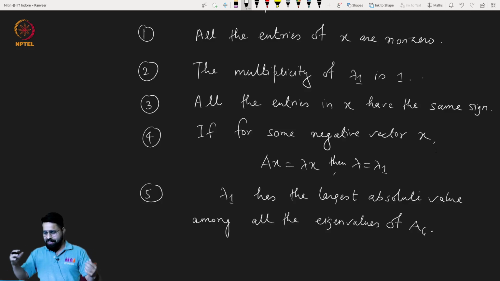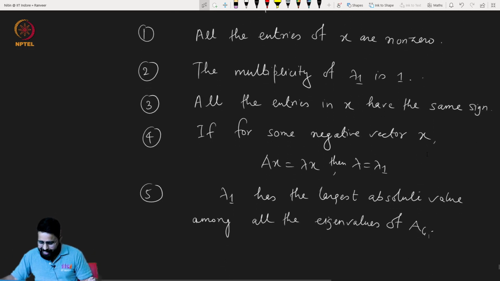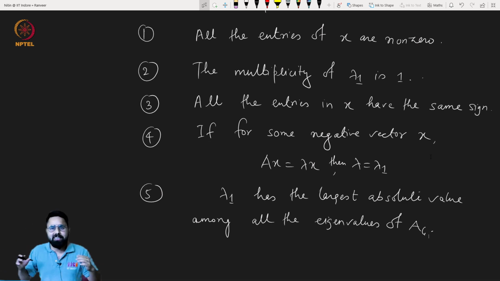Let me again quickly state this. Suppose we have a connected graph. This theorem is all about the largest eigenvalue and the corresponding eigenvector. Firstly, all the entries of x are non-zero. Is it obvious? We will see it. The multiplicity of lambda 1 is 1, that means lambda 1 is unique, not repeating at all. All the entries in x have the same sign.